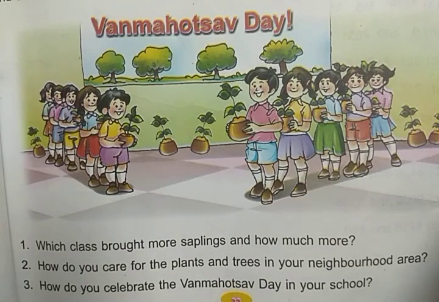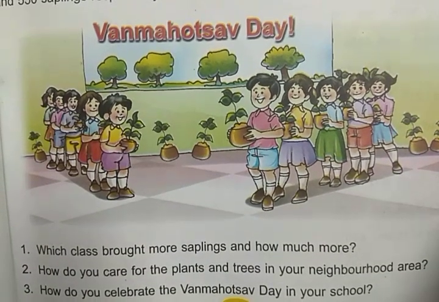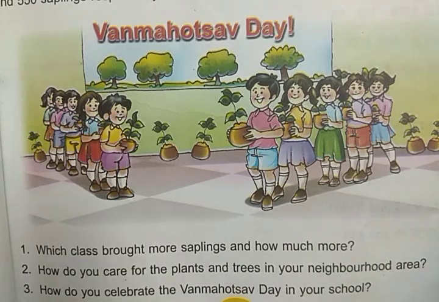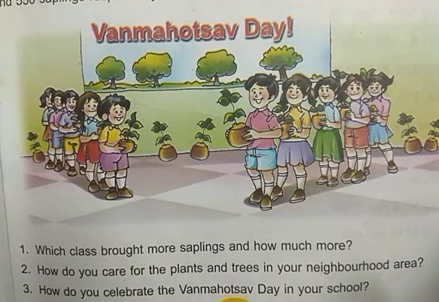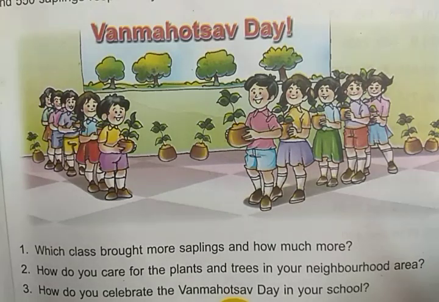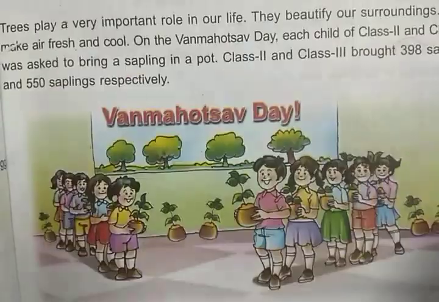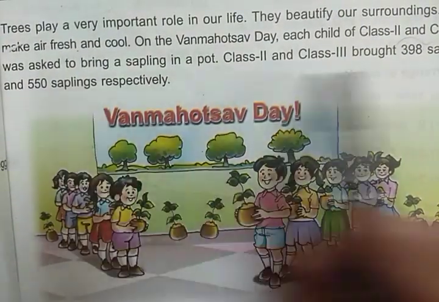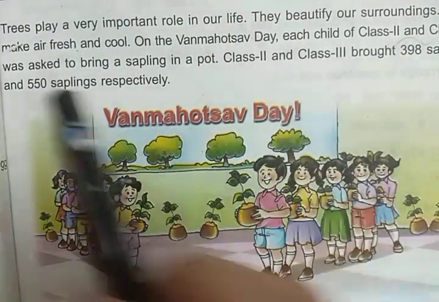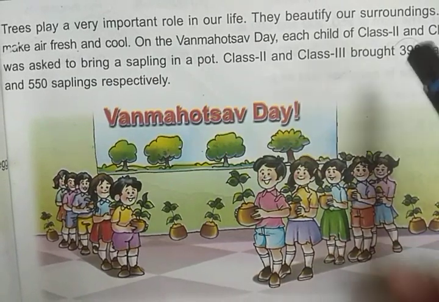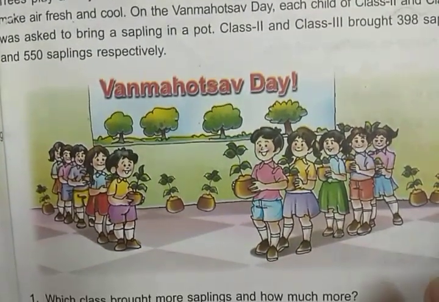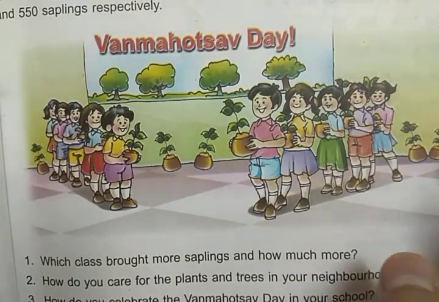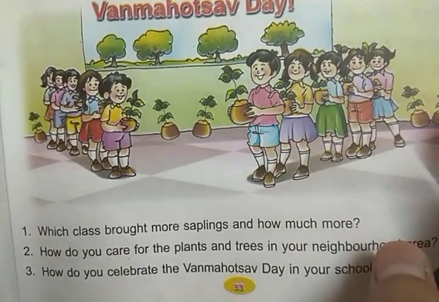So for that, to find out how much more, you have to subtract, because I have told you that whenever we compare two things, दो things को हम compare करते हैं, कितनी ज्यादा है, कितनी कम है, कितनी बड़ी है, कितनी छोटी है, like this, then we have to subtract. To subtract 550 and 398. 550 minus 398, subtract it, you will get how much more the class 3rd has brought. कितने ज्यादा लाई है, इनको subtract करके we will get the answer.